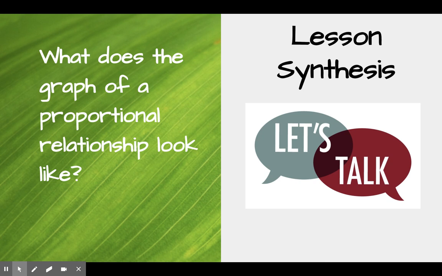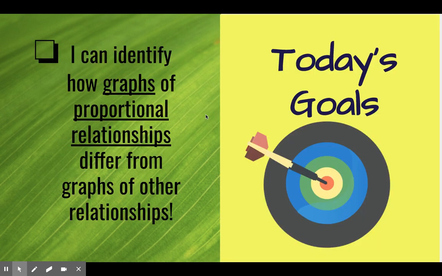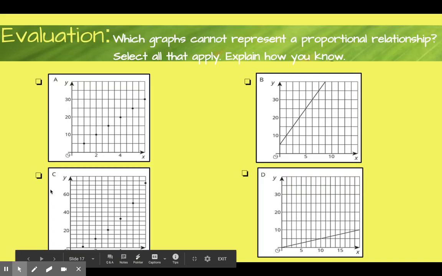Thank you. So remember, the biggest thing that we want to remember from today's lesson is that the graph will make a straight line, and it also goes to the origin, which is 0, comma 0. So our goal for today, just to remind us, was that we wanted to be able to identify how graphs of proportional relationships differ from the graph of other relationships.